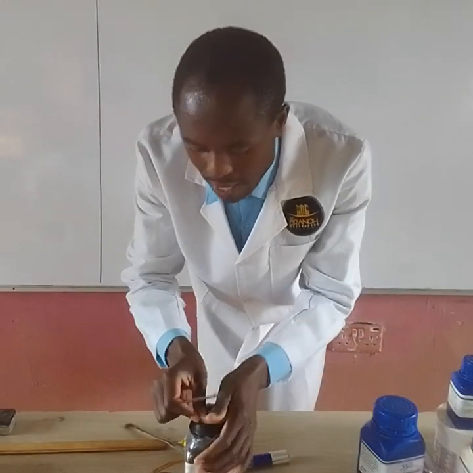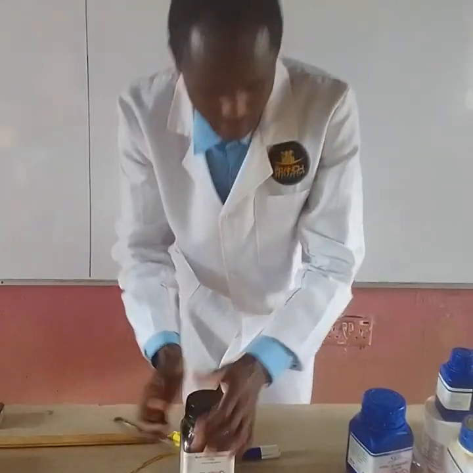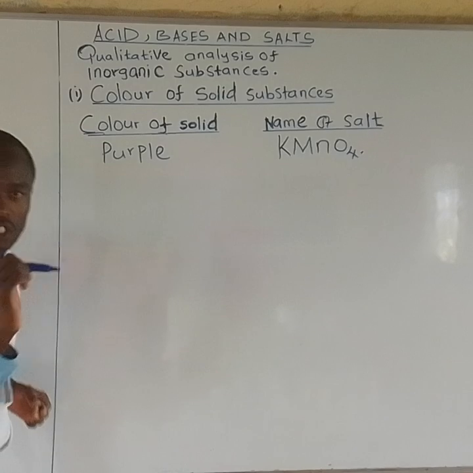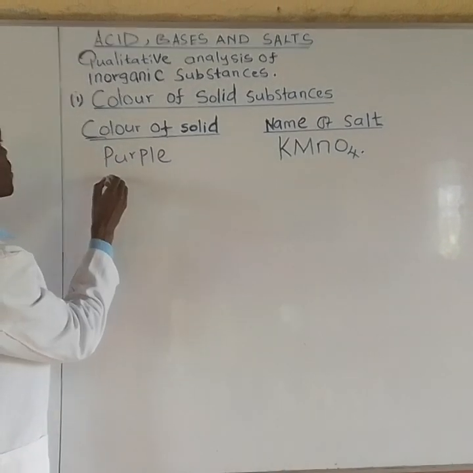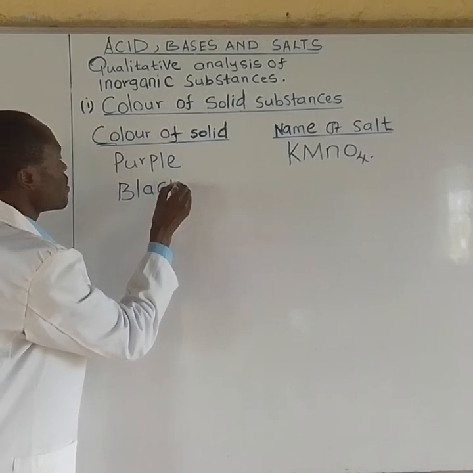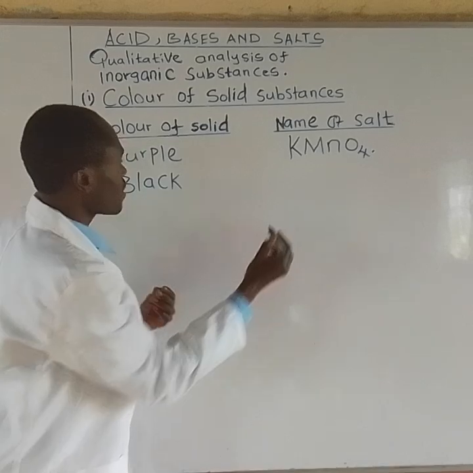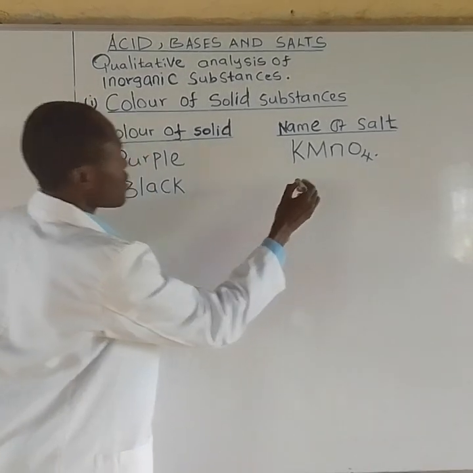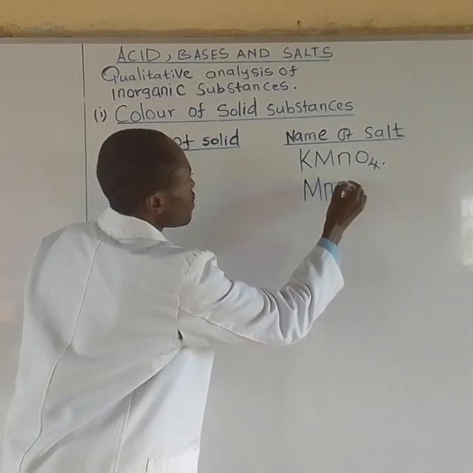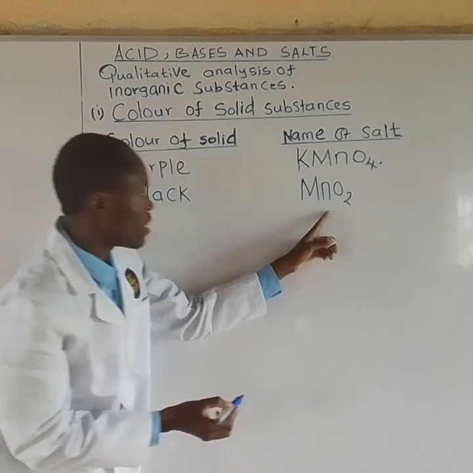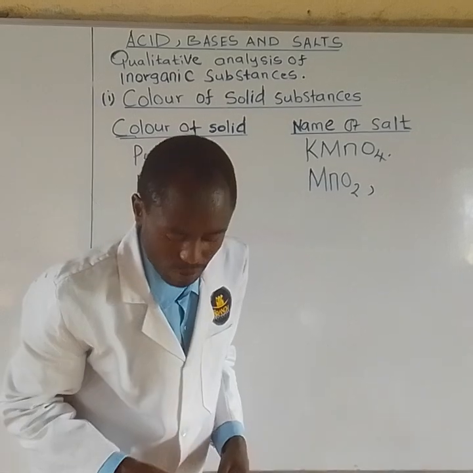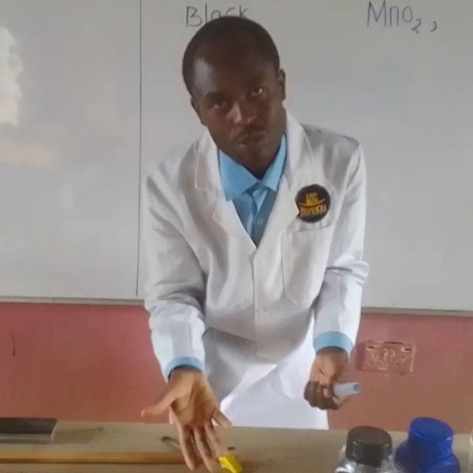So black in color. Then my students, I have now to write here and say if a solid is black in color, then the salt present, salt number 1, is manganese(IV) oxide solid. And this is the chemical formula for manganese(IV) oxide. Then I put a comma because there are also other salts which are black in color. Is it okay, my students?